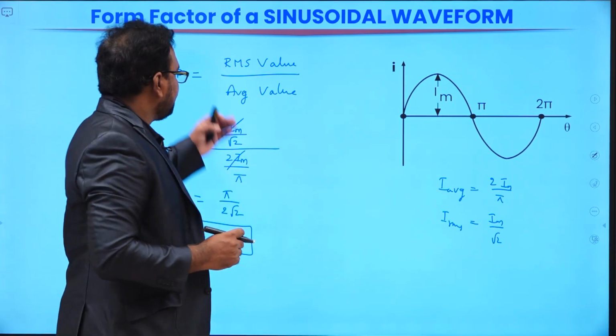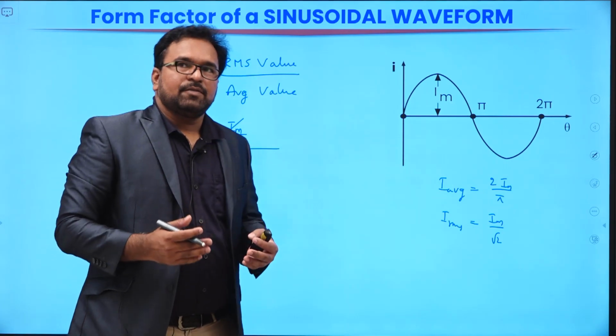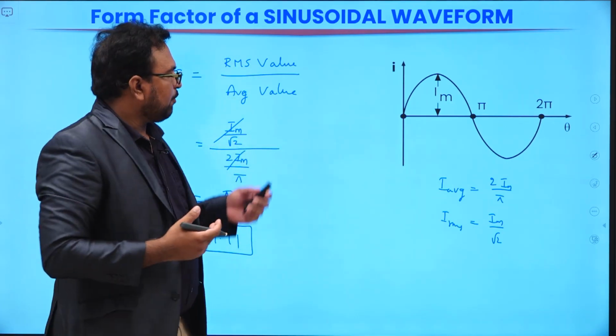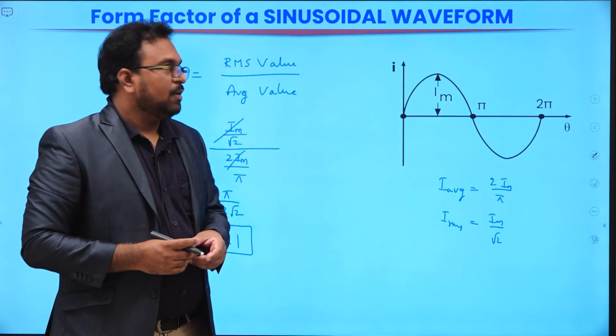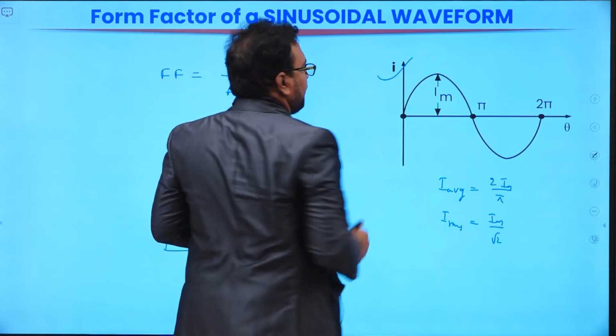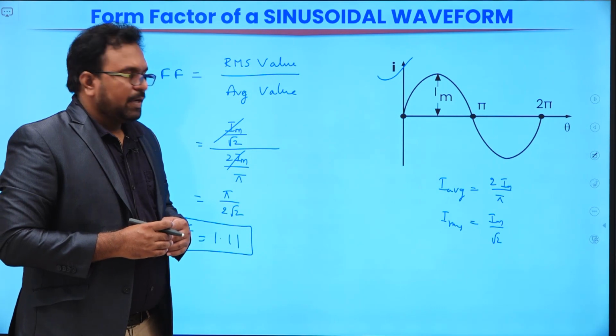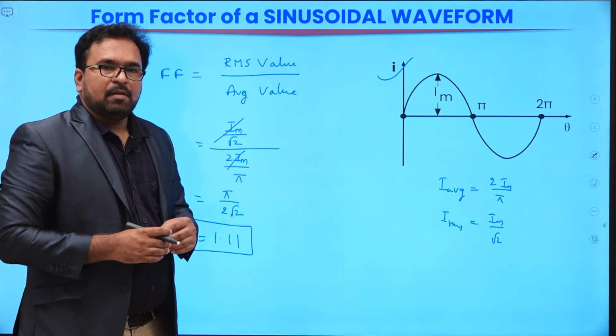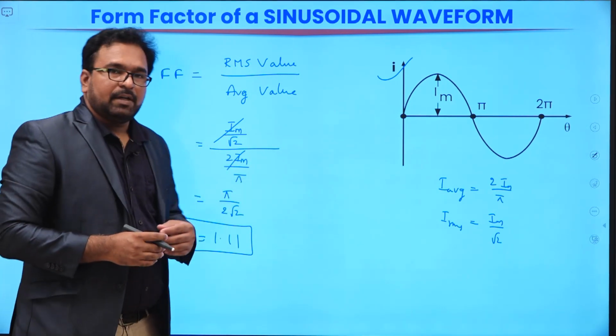Okay. This is how you are going to calculate the average value, RMS value, peak factor and form factor for a sinusoidal waveform. These calculations for a sinusoidal waveform are very, very important. And we will do some simple problems on this form factor in the next class.